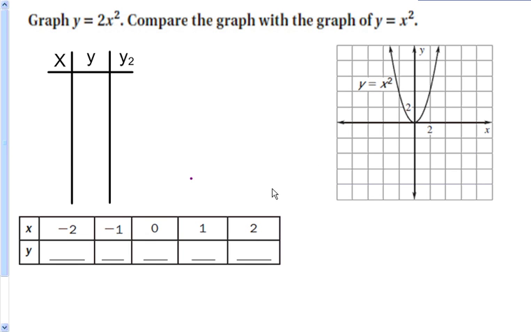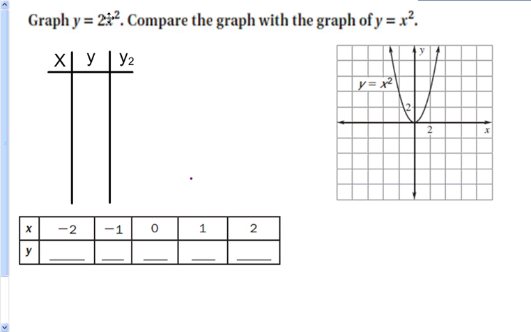Graph y equals 2x squared. Compare the graph with the graph of y equals x squared. So y equals x squared is our parent, and here's the graph of the parent. Notice that our scale on our graph is going by 2's in the x direction and in the y. Each line represents 2.